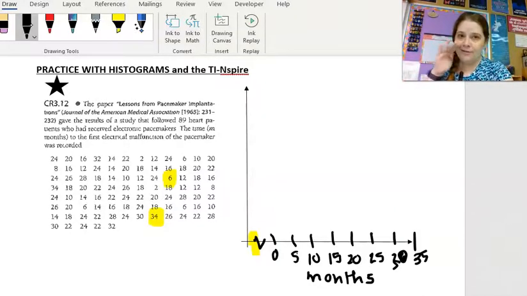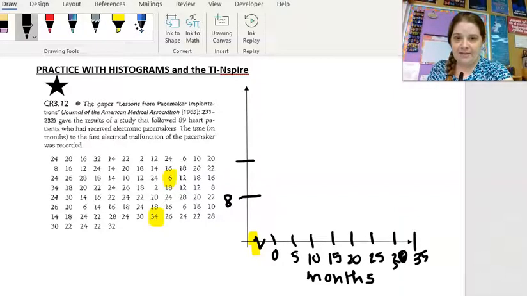Okay, now I've done a little work ahead of time. You would probably want to do this tally chart thing off to the side. I'm going to label this frequency. I've got 8 and 16 and 24 and 32. So those are my frequencies. I'm going by 8s here when I'm counting.